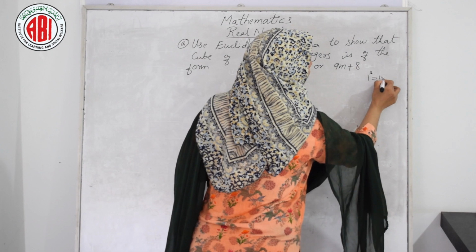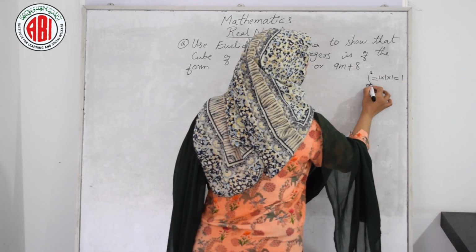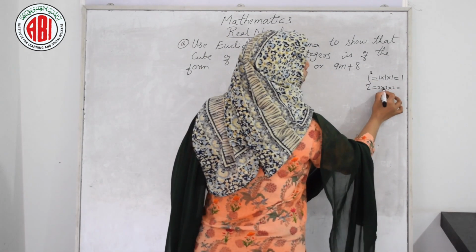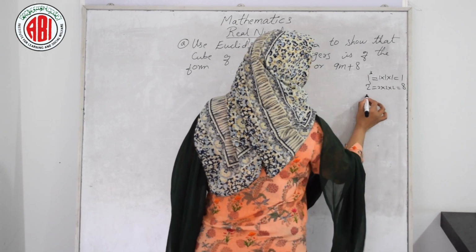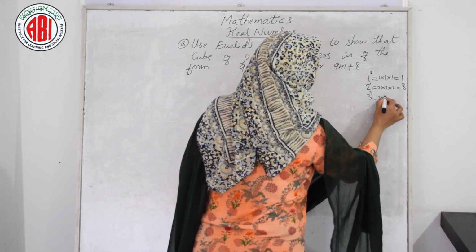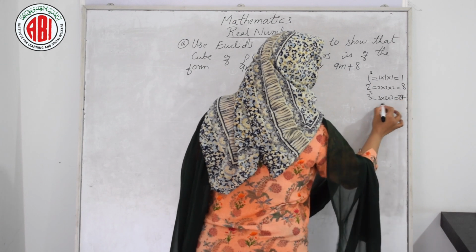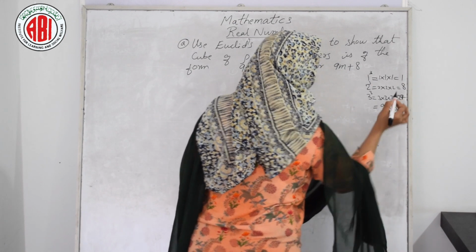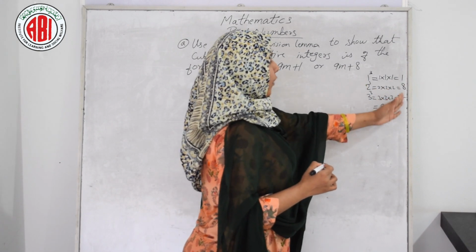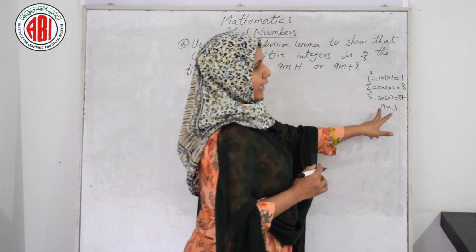1 cube means 1 into 1 into 1, which is 1. Next is 2 cube: 2 into 2 into 2, 2 twos are 4, 4 twos are 8. 3 cube means 3 into 3 into 3, 3 threes are 9 and 9 threes are 27. So this we can also write as 9 into 3. Here I am multiplying 9 with 3.